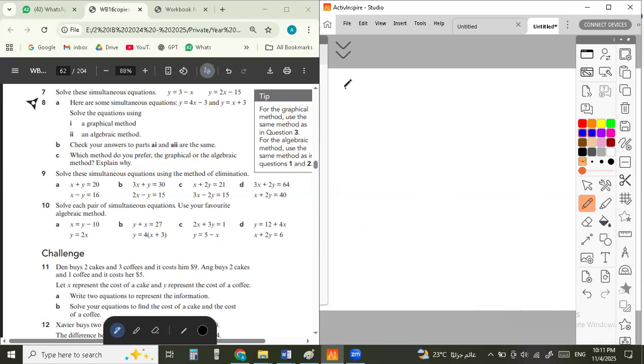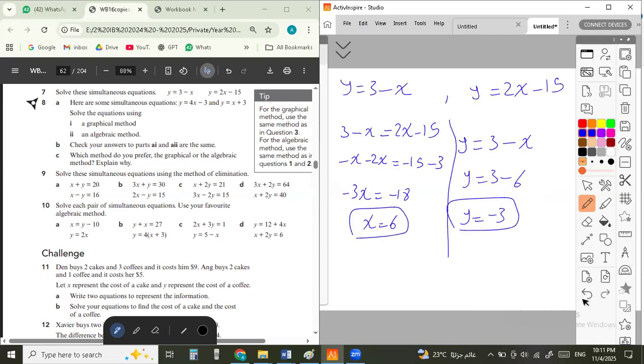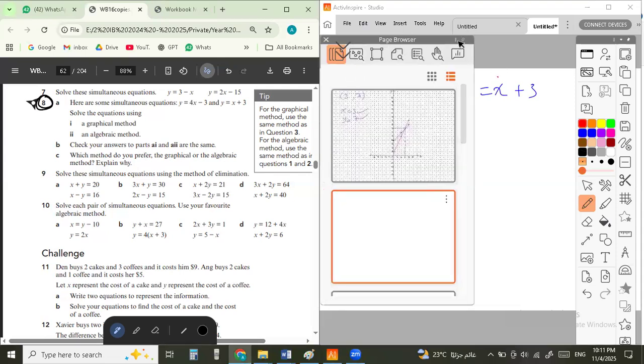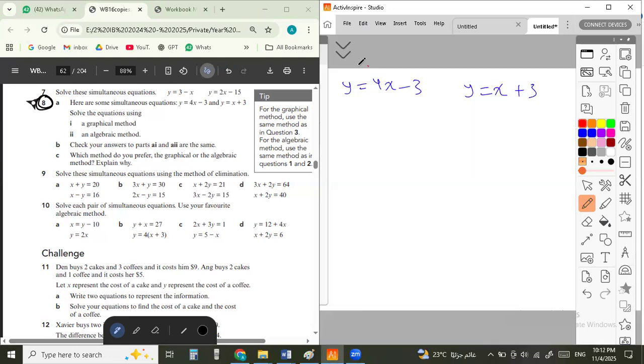Here, the next equation is question 8. One second, which question did we answer last? Yeah, that was question 7. Question 8 says to you y equals 4x minus 3, y equals x plus 3. That's what we're answering right now, question 8.